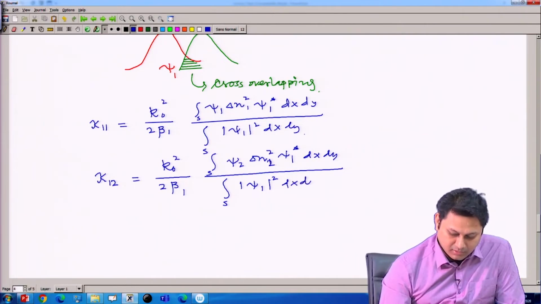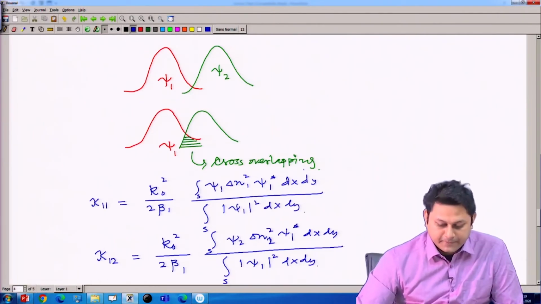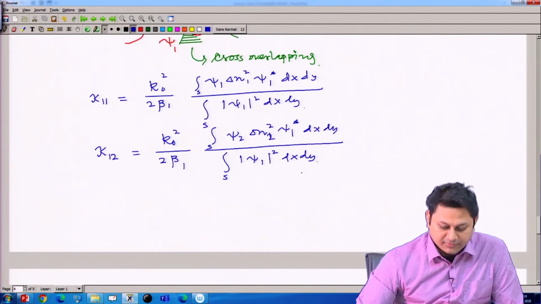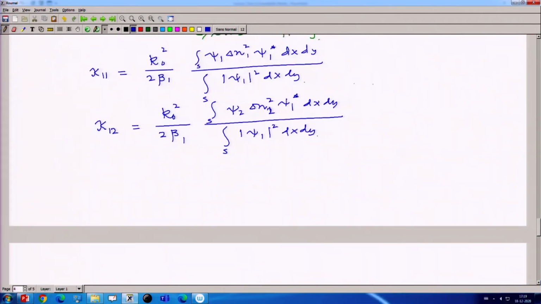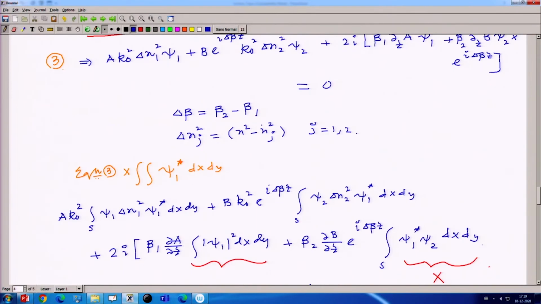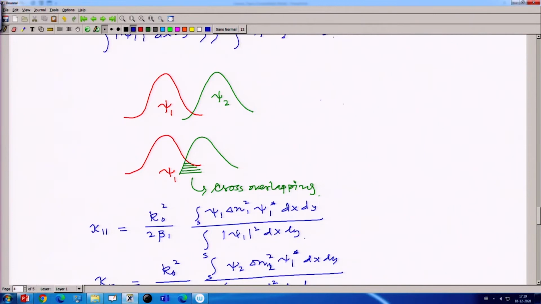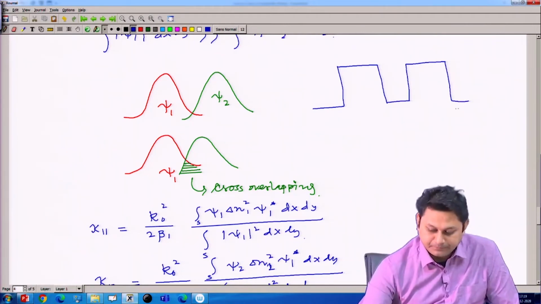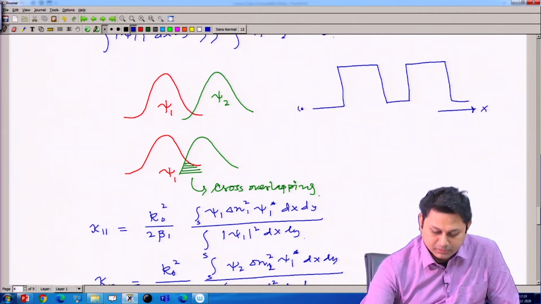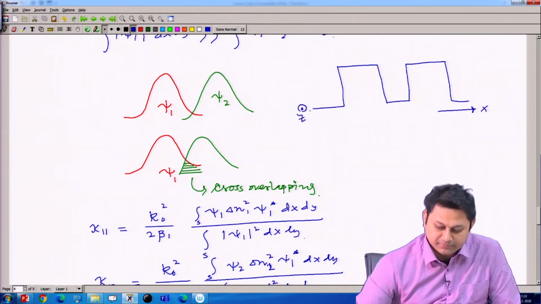So, dx dy is the cross surface area of this waveguide, whatever the waveguide structure. So, we have a waveguide structure like this. So, this area, whatever the area we have, is basically my xy. Along this direction it is my z.